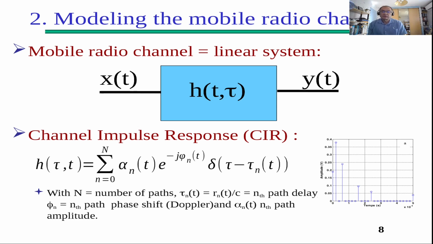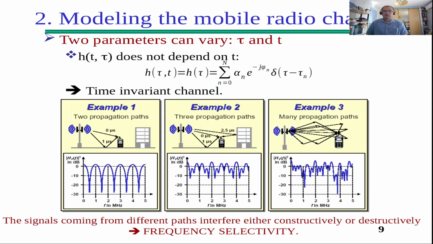You've got an example of representation on the right. So it's a two variable system. When we study the behavior of such functions, we look at one variable and then the other. So what we start with now is to say that our channel impulse response doesn't depend on t, and we look at what happens when we've got two or more propagation paths. Example 1 to example 3 on the figure.